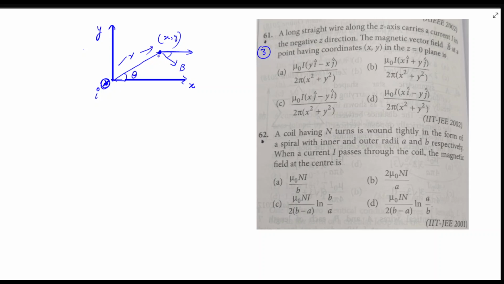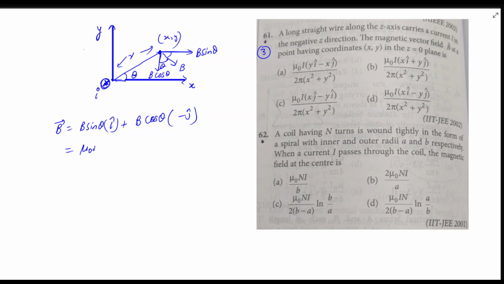Let's take this as theta. These are perpendiculars, so if this is theta, this is 90 minus theta, and this will be theta. So here we'll get B cos theta and here we'll get B sine theta. Perfect. So let's find the magnetic field. It will be B sine theta i cap plus B cos theta minus j cap.